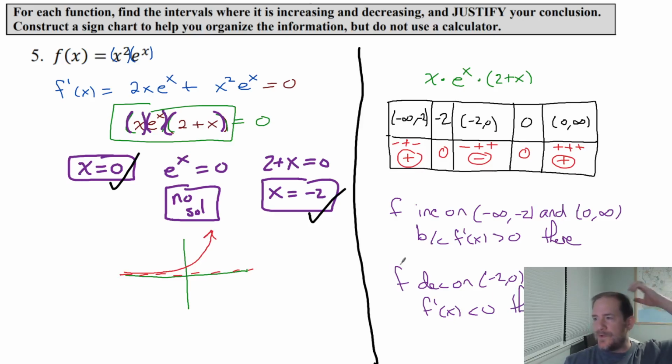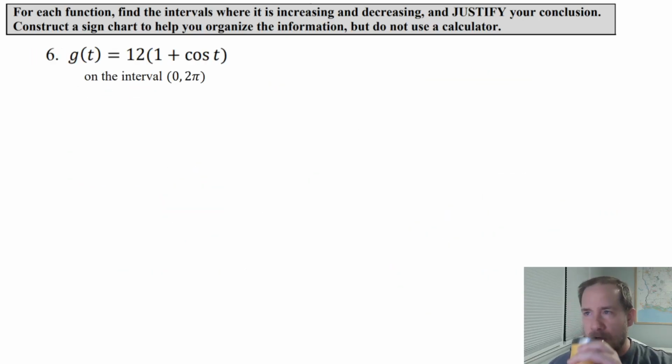Same old reason, we decrease on this interval because the derivative is negative there. All of this is pretty repetitious. Hopefully you are understanding all these steps. What's 6 about? Okay, so 6 is largely more of the same, but it does involve a trigonometric function now. So that gives us a chance to make sure we remember how to handle those.